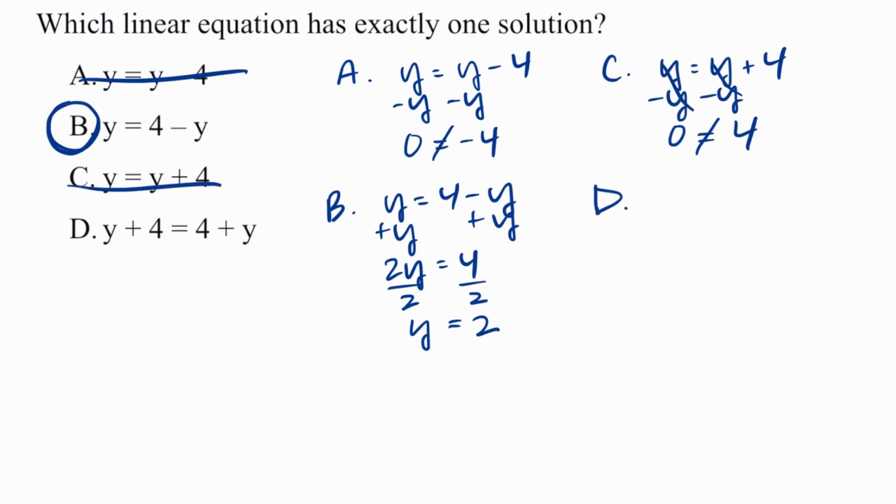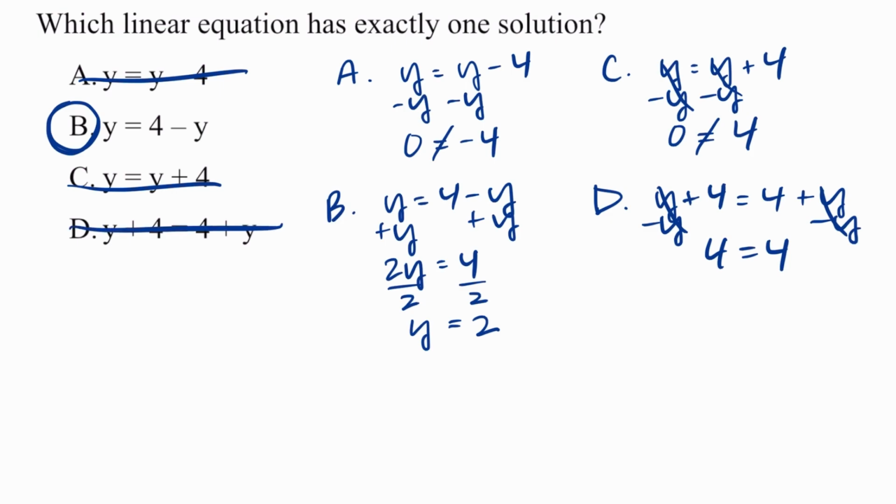And let's look at D. y plus 4 equals 4 plus y. Subtract y from both sides, and you have 4 equals 4, which is a true statement. So for any value of y, this will always hold true. So D has an infinite number of solutions. So B is the answer.